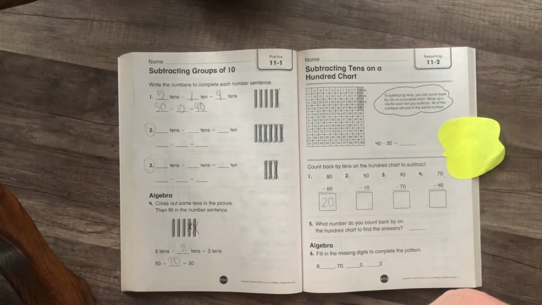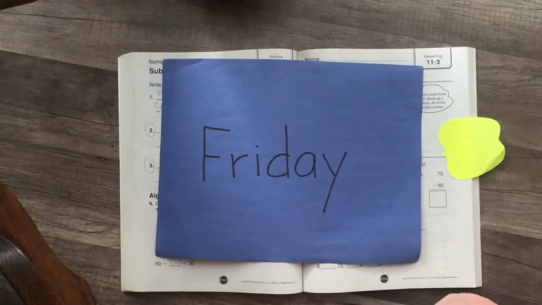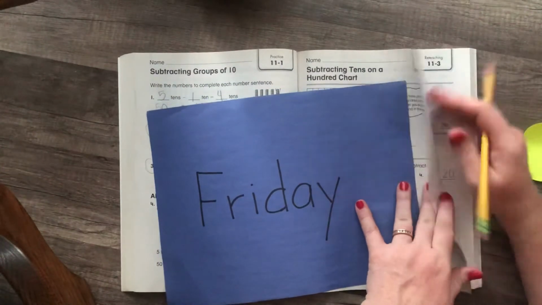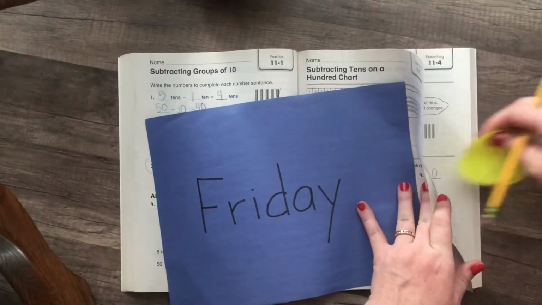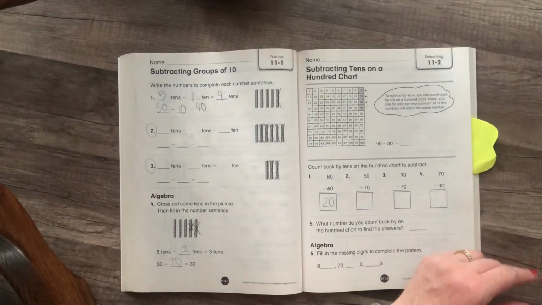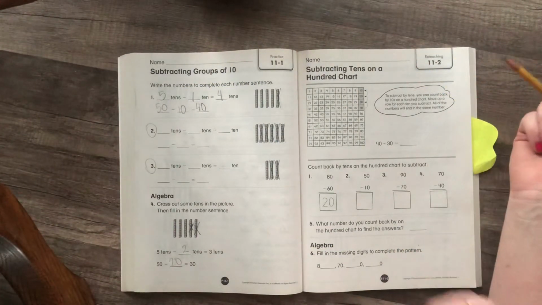All right. And that is it for Thursday. And we're going to move on to Friday. We're going to do 11-2 and 11-3. For 11-2, we're going to subtract tens on a 100 chart.